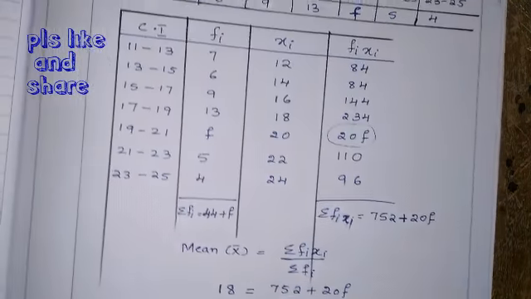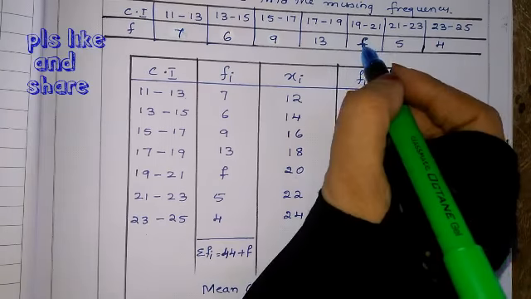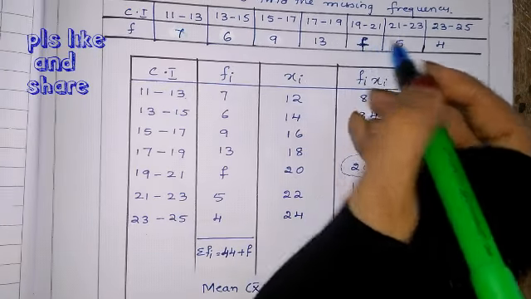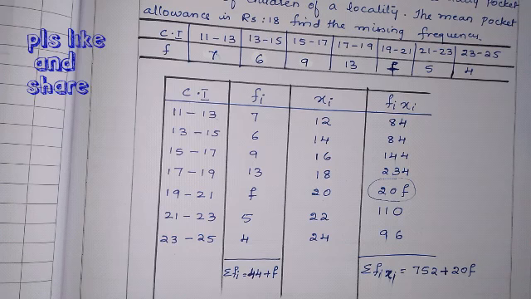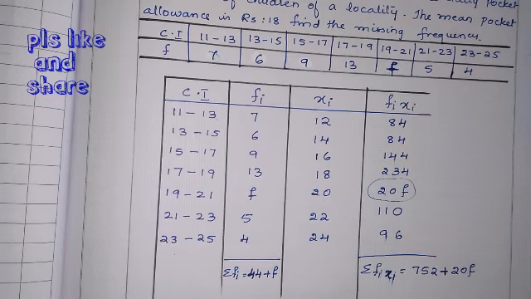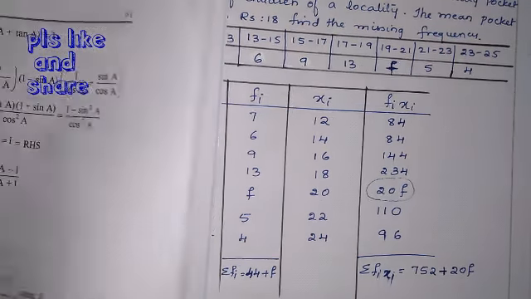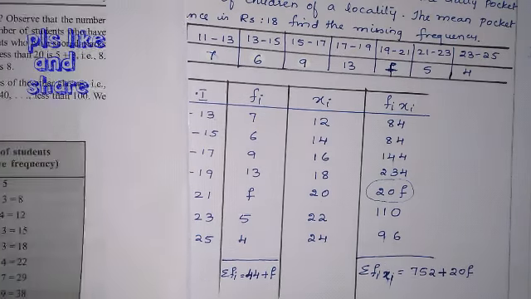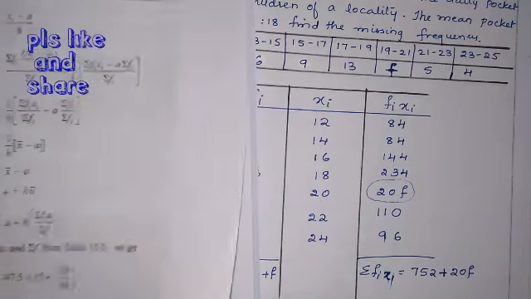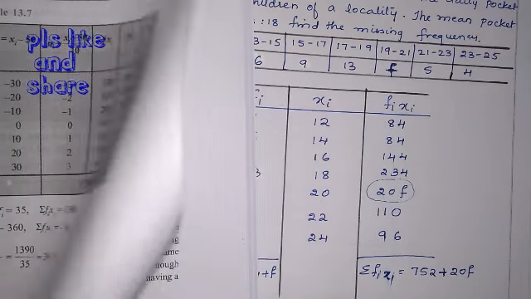So this is the method for this problem. If they have given f, find the missing frequency. So three different problems I have taught you here. Any problem of the mean that you come across, you will be able to do now. So try to do this exercise, all of exercise 13.1, and I am sure that you will be able to do these problems, because I have taught you 3 types of problems.